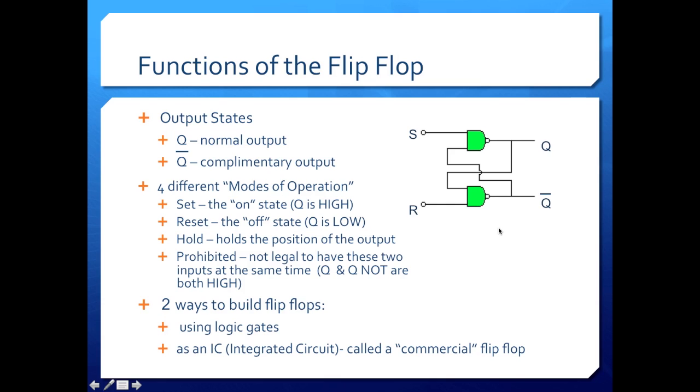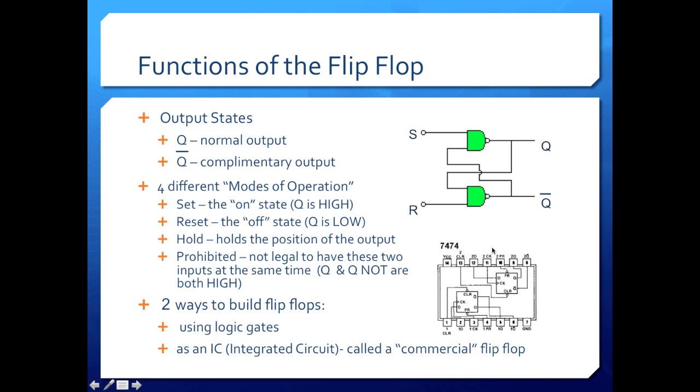There are two ways we can build flip-flops. One is using logic gates, and I suppose there are three different ways if you wanted to build them right from transistors, but we will be using logic gates. Mostly we can use NOR gates, but we're going to be using NAND gates. Also we can use integrated circuits, and these integrated circuits are very useful, particularly if we're using them for a lot of flip-flops, and we'll actually be using these commercial flip-flops, commercial D flip-flops they're called. And this is an example of one here.